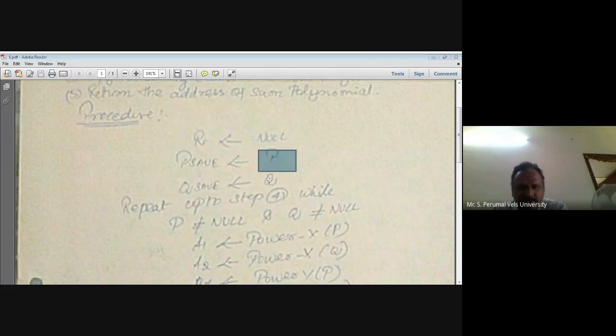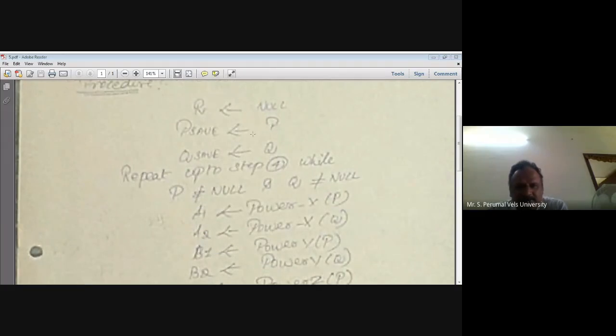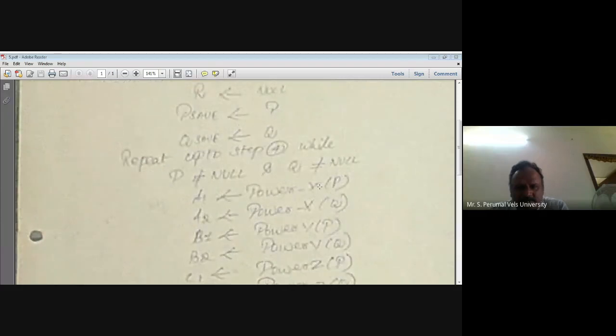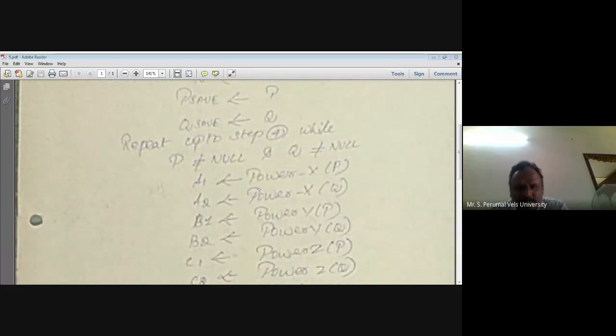P and Q, do you know what they are? P is the first polynomial, Q is the second polynomial. These are the temporary variables where we are going to replace. P is the first term, Q is the second term, R is the resultant term. The repeat process says until it reaches null, we are going to repeat the process.